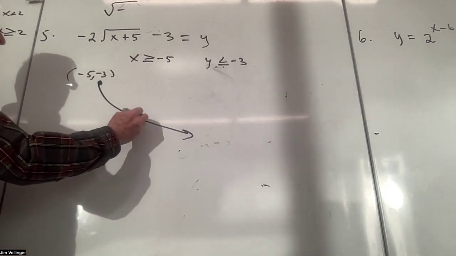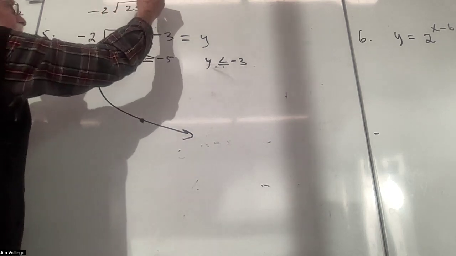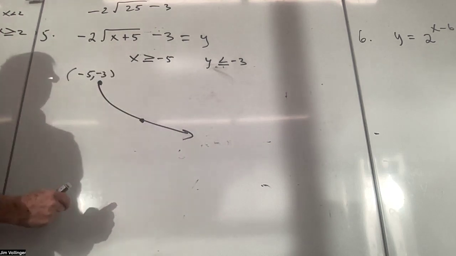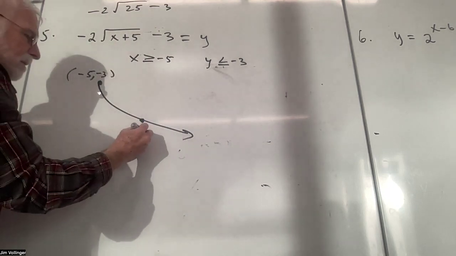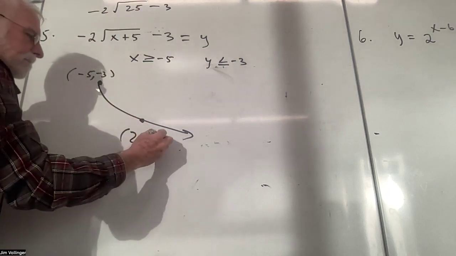Doesn't matter what points you pick. I like 25. I like -2 times the square root of 25 minus 3. So I'm going to pick 30. I'm going to pick 20, excuse me. So it models this, and that's -10 minus 13.